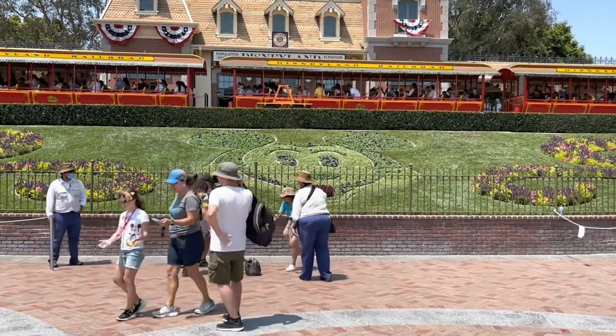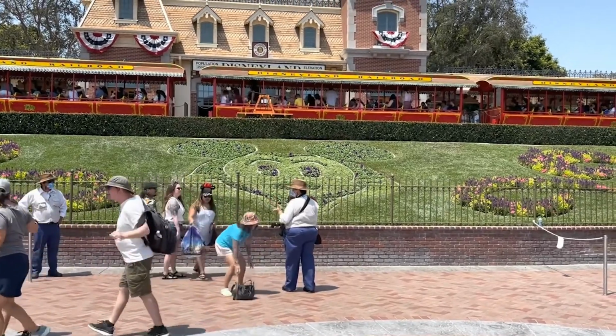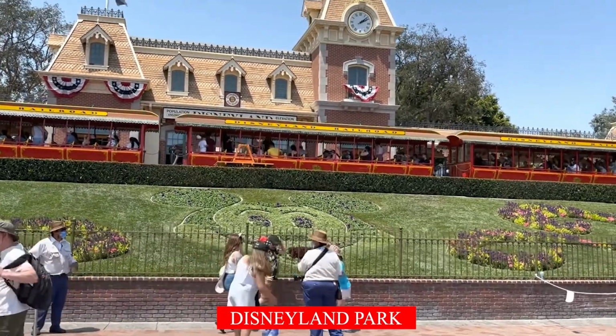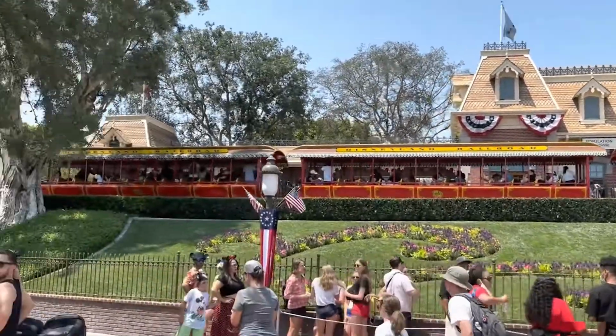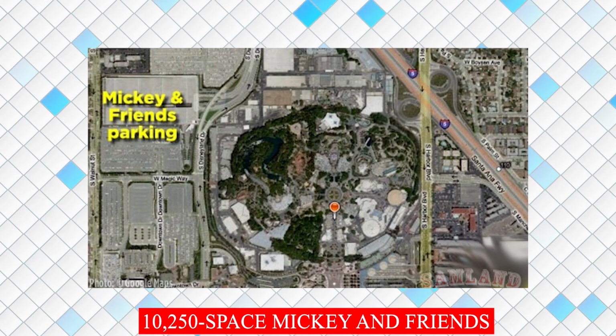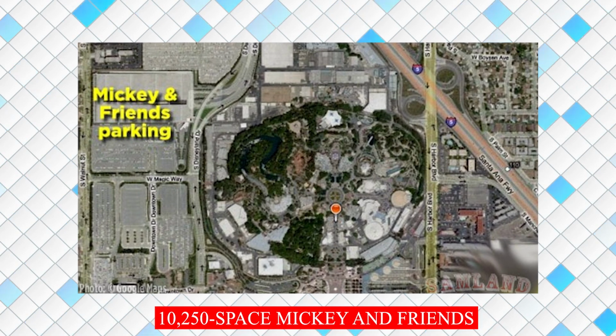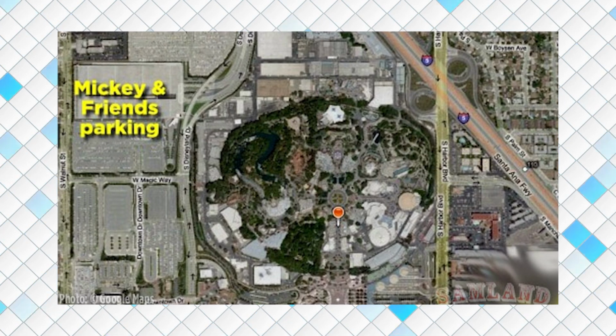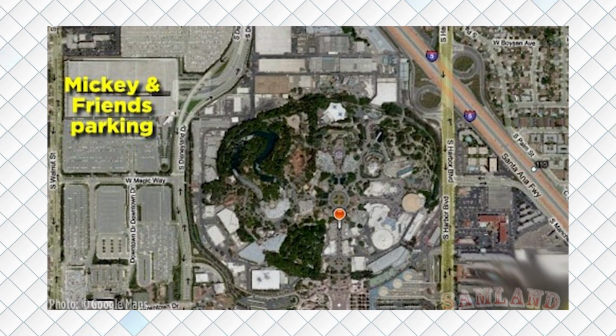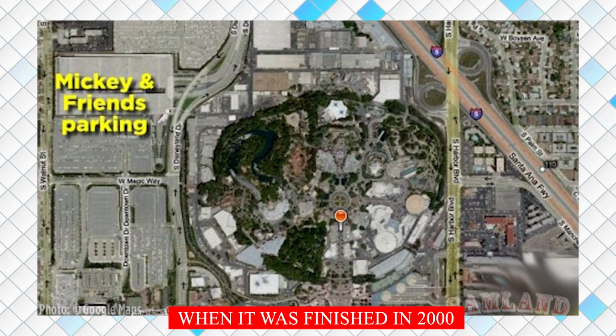To differentiate it from the bigger complex under development, the park was called Disneyland Park. Because these improvements utilized the existing parking lot, the 6-level, 10,250-space Mickey and Friends parking place was constructed in the northwest corner. It was the biggest parking garage in the United States when it was finished in 2000.